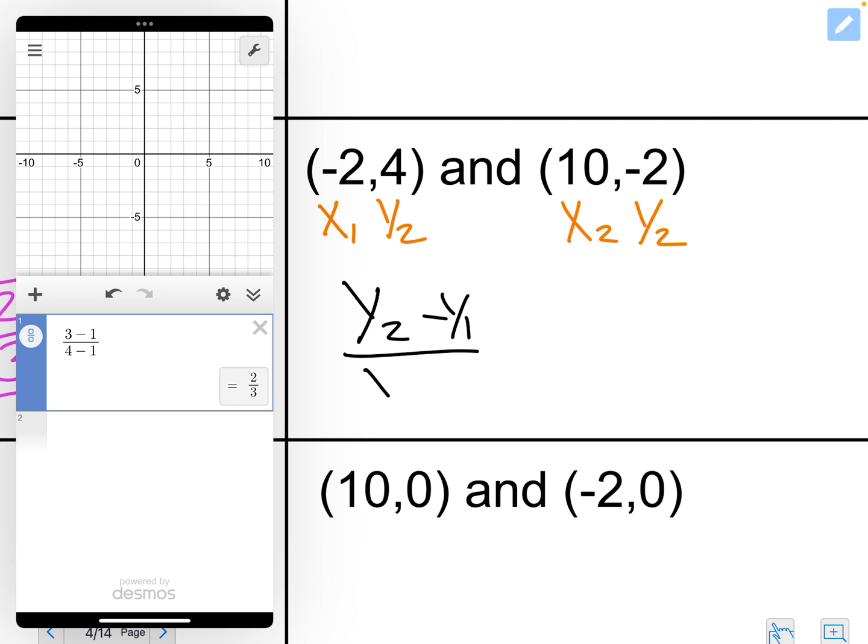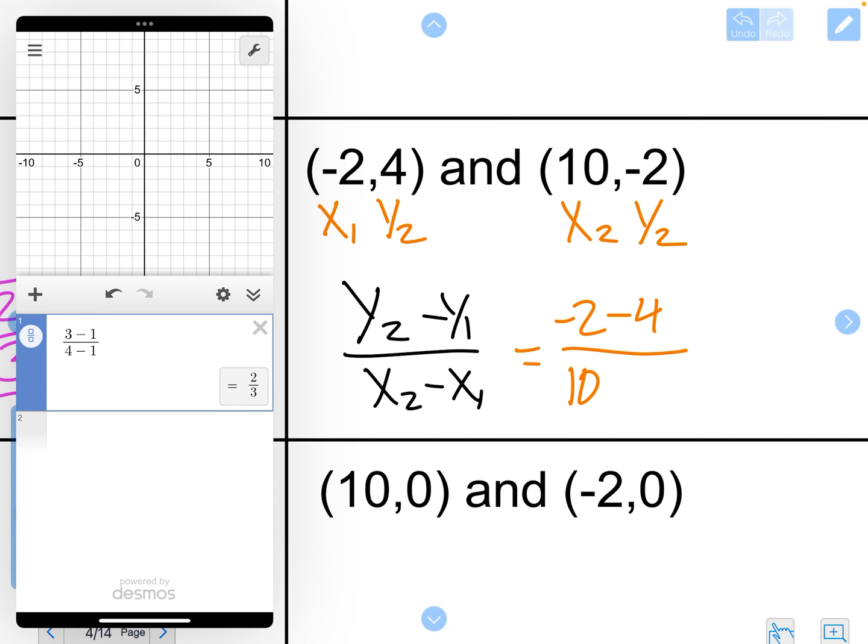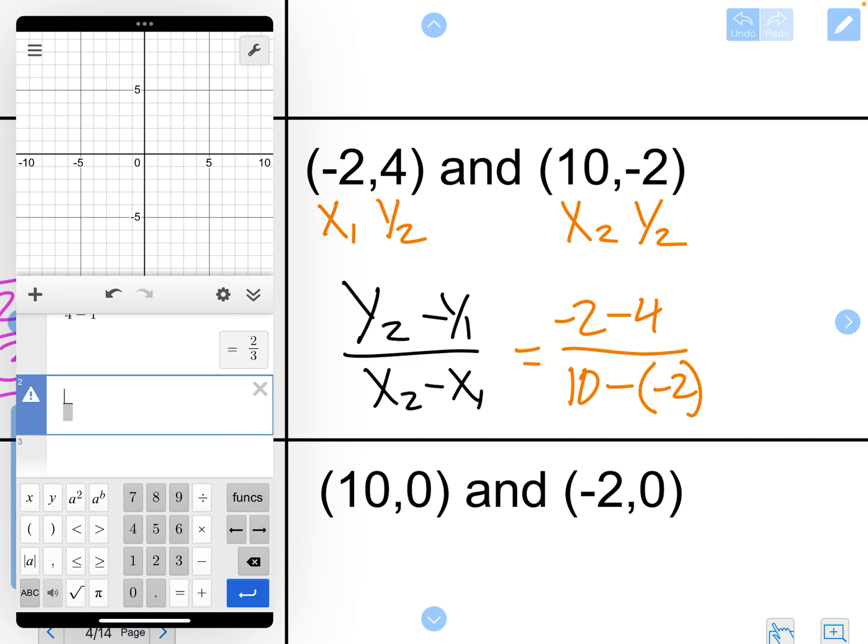y2 minus y1 over x2 minus x1. So our y2 is -2 minus y1, which is 4. Our x2 is 10 minus, but in this case, our x1 is negative. So we need to make sure that we have the negative that the formula tells us as well as the negative of the number.